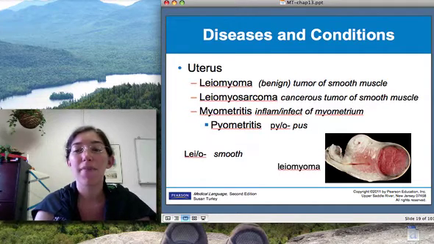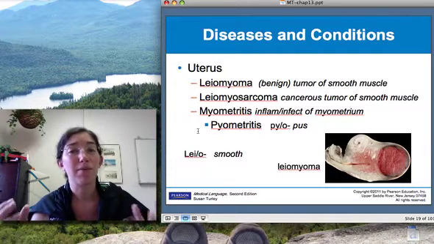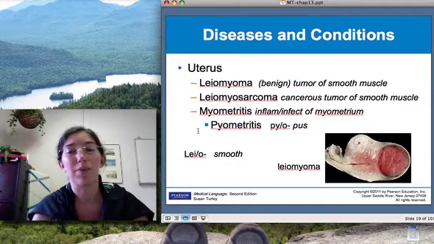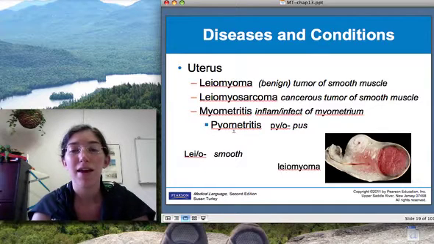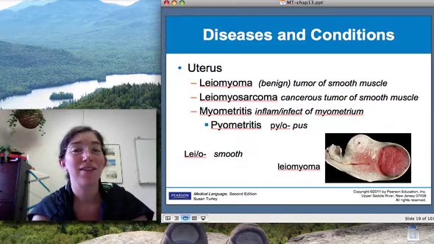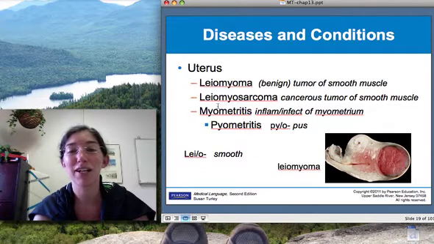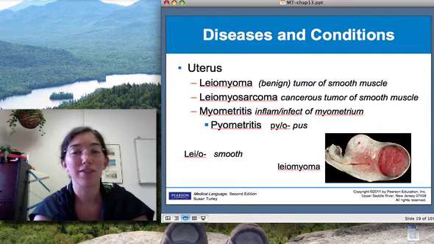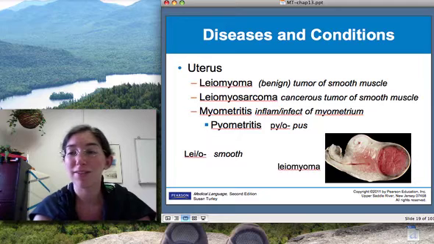Myometritis would be infection of the myometrium, of the muscular portion of the uterus. And pyometritis might accompany that. If you have an infection, you might also have pus. Pyometritis, pus in the muscular layer of the uterus.